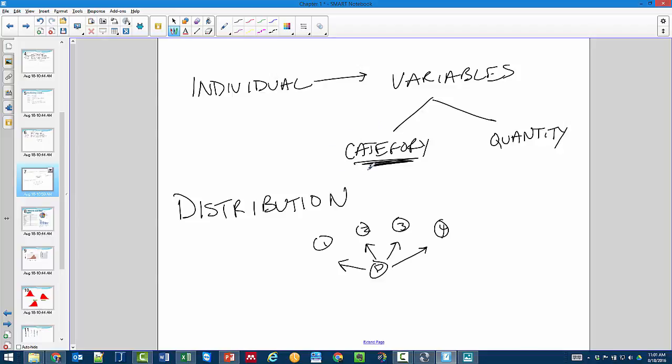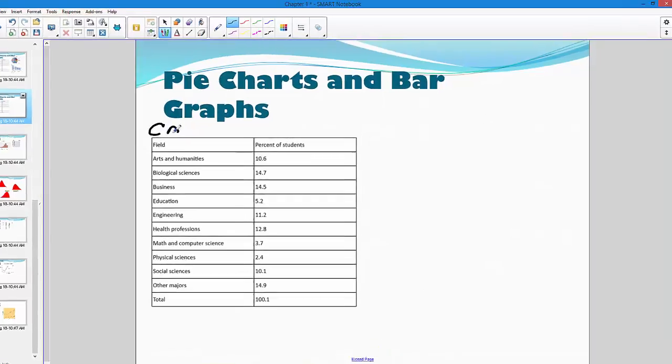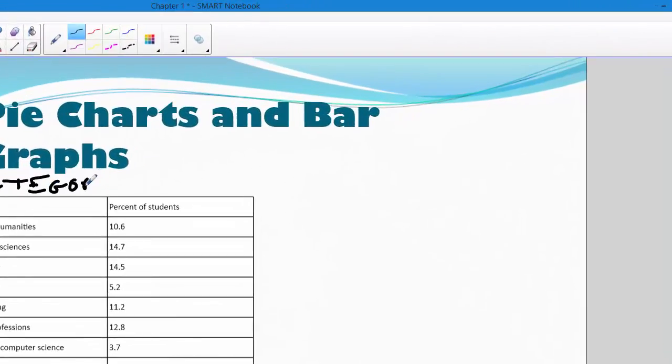So we're going to be looking at measuring that data. And when we do that, we represent it quite often with pie charts and bar graphs. So let's take a look at one of those. If we were to take a look at this chart or this table of information, it's probably a little bit misleading because initially we would think here's the individuals, but honestly, with the information that was gathered here, these are the categories.